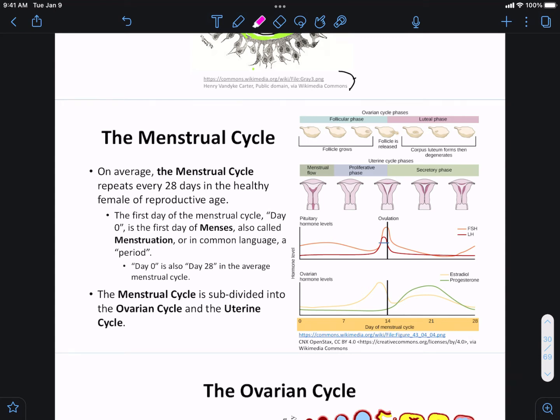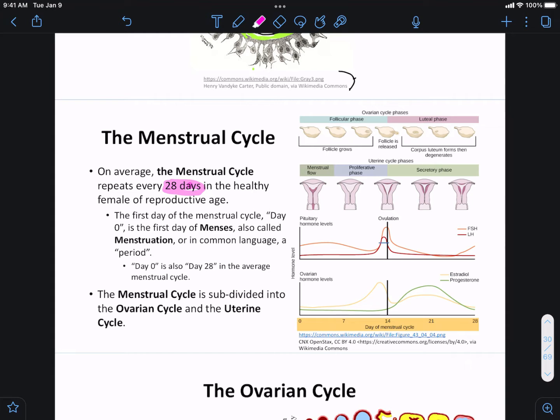The menstrual cycle on average is about 28 days in the healthy female of reproductive age. Now this is, again, an average. Certainly it is perfectly normal to have a shorter menstrual cycle, sometimes a longer menstrual cycle, and depending on who you are, that may vary from cycle to cycle.